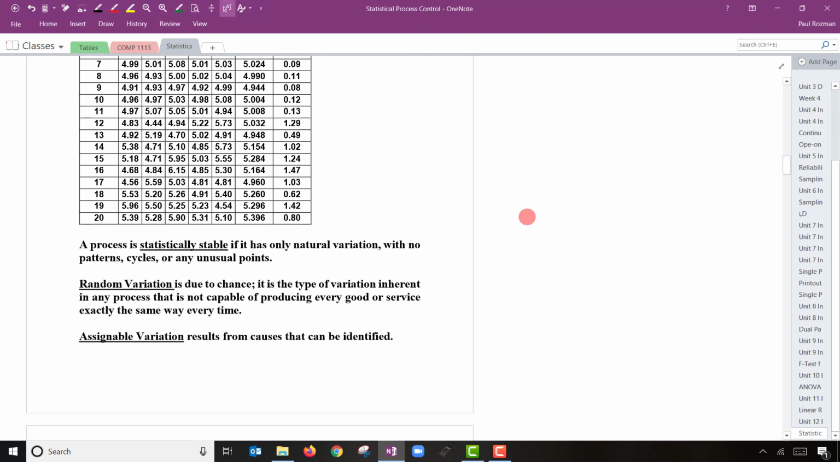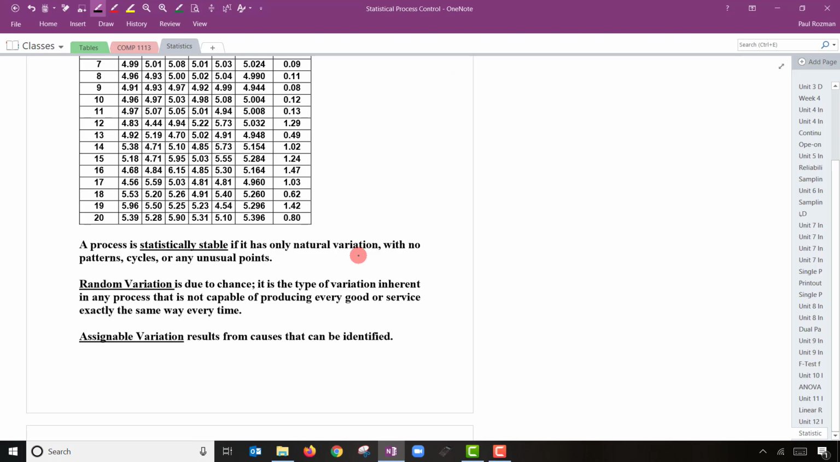Things are determined or declared stable if we just have natural variation. We shouldn't have patterns or cycles. We shouldn't be systematically over or underestimating. Those bags should just be getting filled. Some are a little high, some are a little low, and there's no real pattern to it.